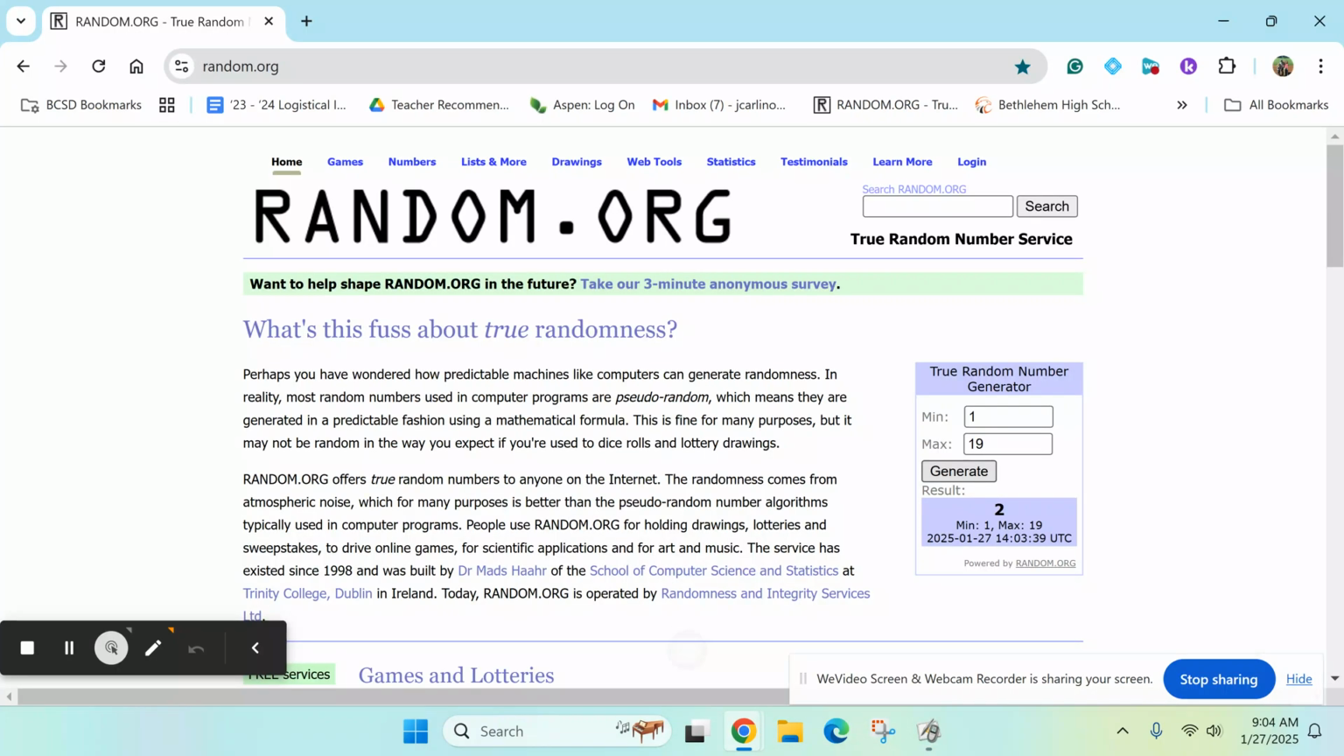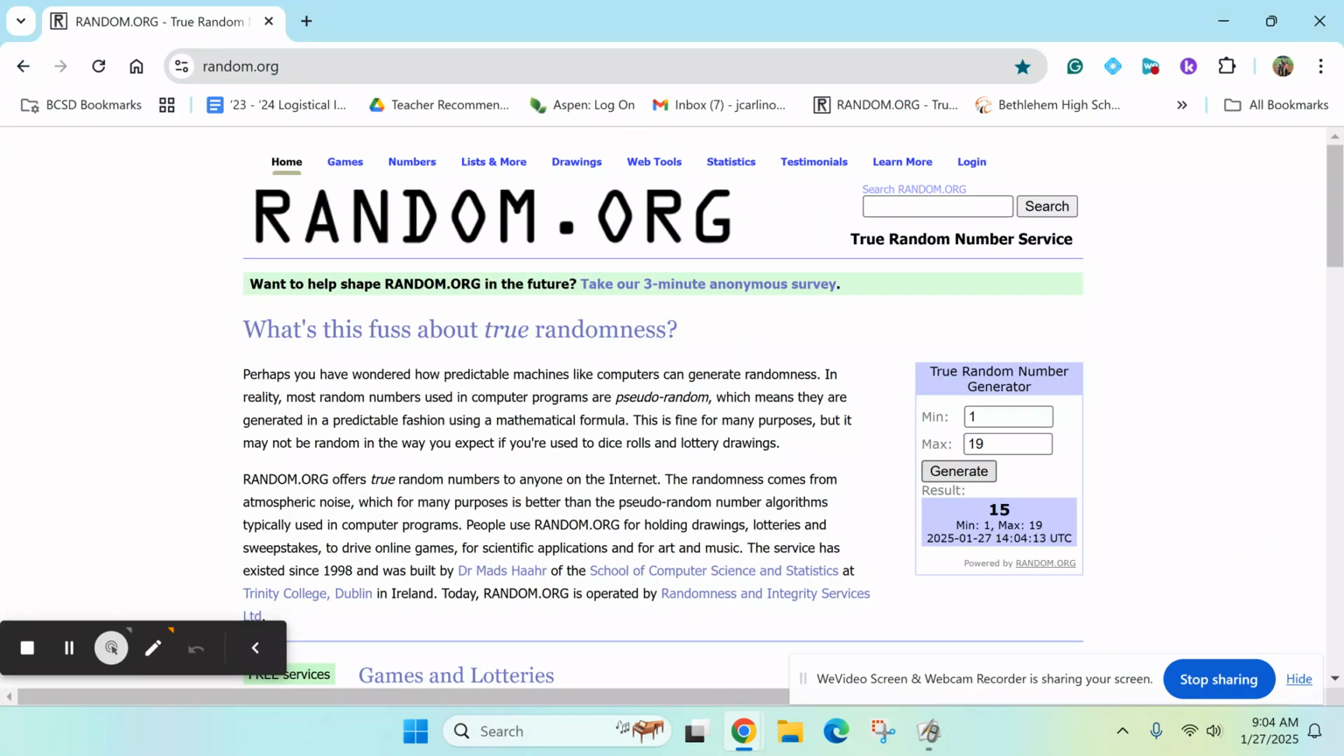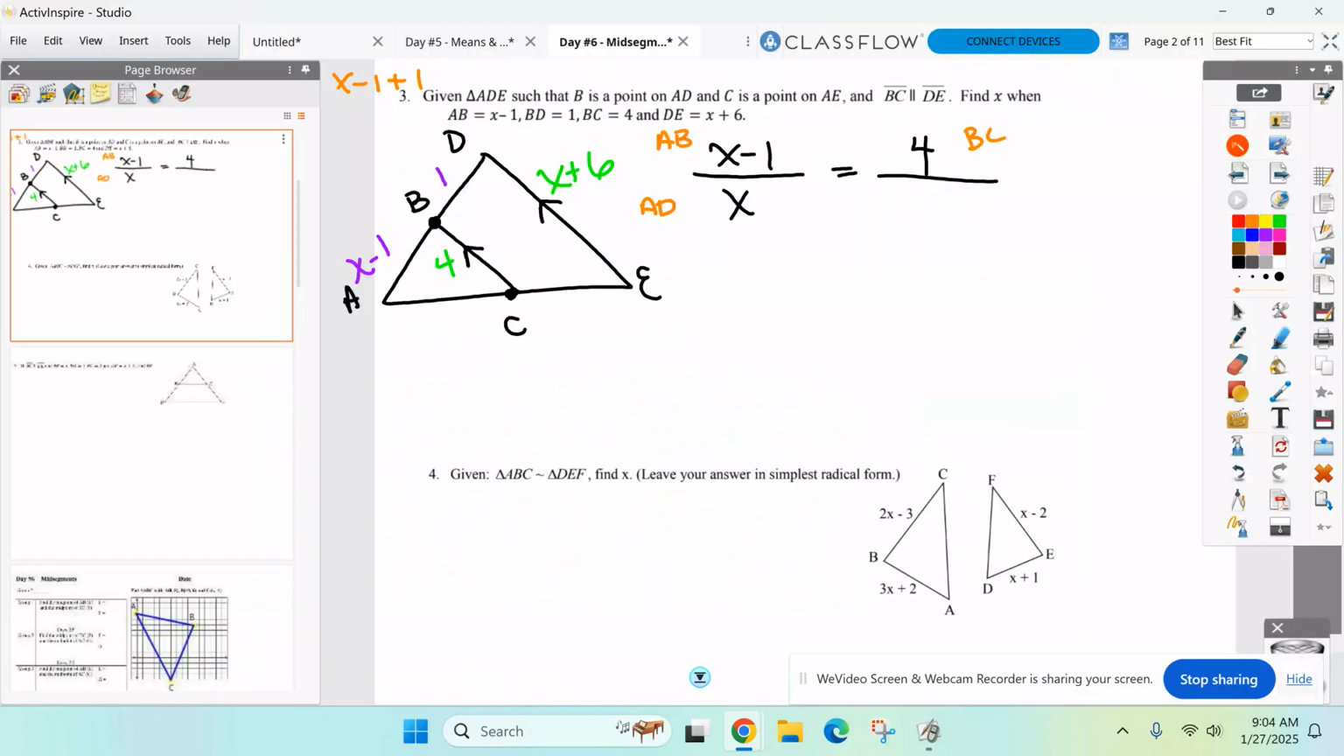Now give me another side from triangle ABC. What's another side from the smaller triangle? Jayla, another side? 4, which is BC. And what does BC match up with in the bigger triangle? Zoe? DE, yep, DE. And I don't need to ask anybody, that's already labeled as x plus 6. Any questions on making the proportion if I can't use side splitter?